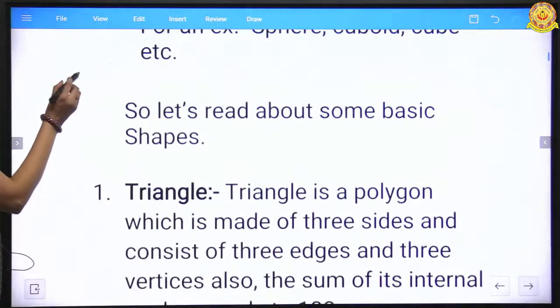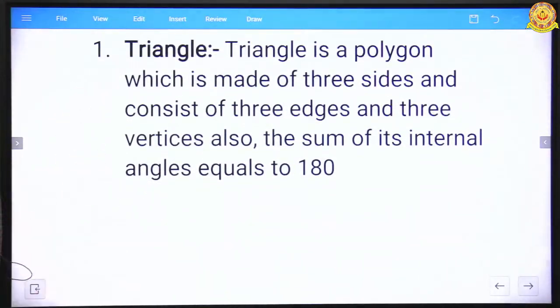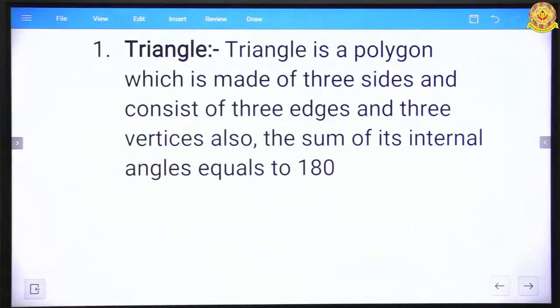So let's read about some basic shapes. First is triangle. What is a triangle? Triangle is a polygon which is made of three sides and consists of three edges and three vertices also. The sum of its internal angles equals 180 degrees.